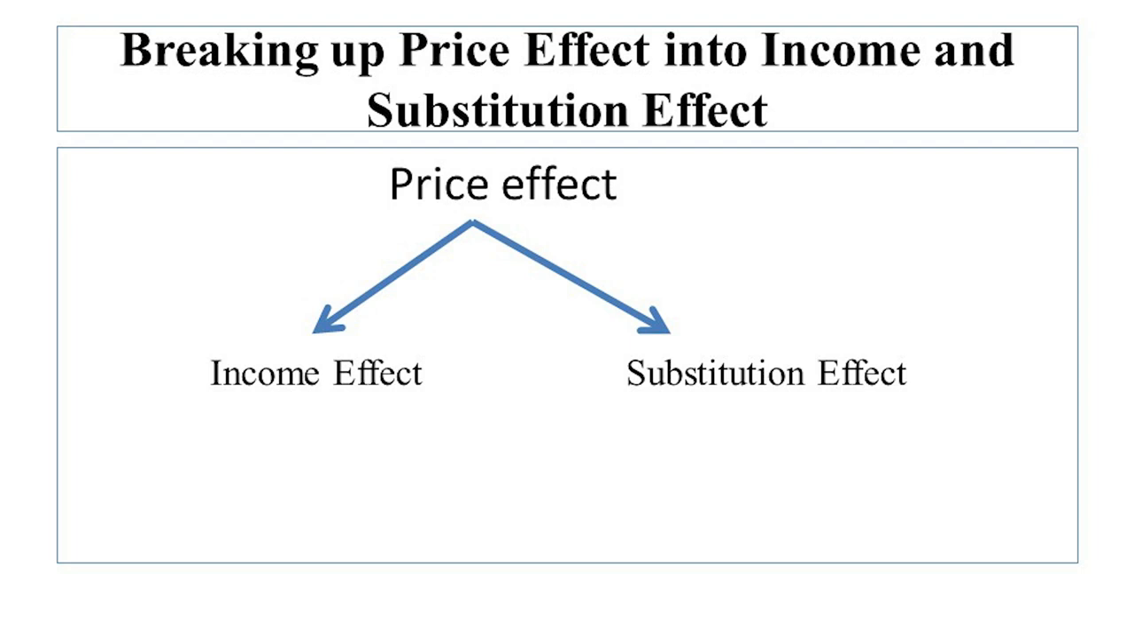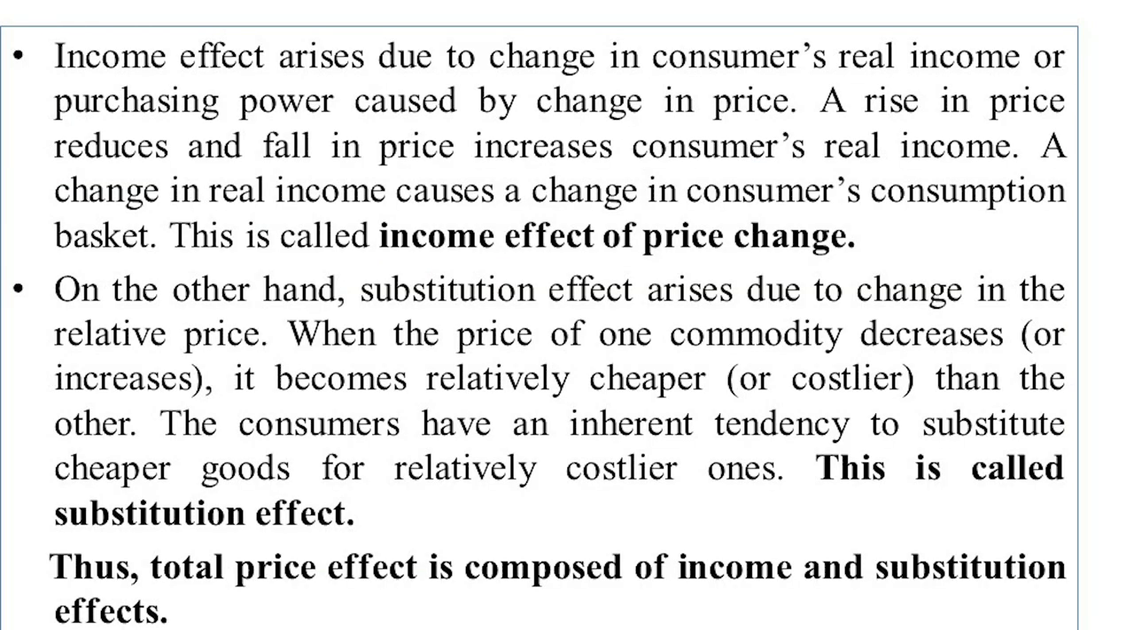As we have noted above, a change in the price of commodity X, other things remaining the same, causes a change in the demand for X. This change in demand is called price effect. The total price effect consists of two direct effects of price changes on the consumer's choice, that is income effect and substitution effect. Income effect arises due to change in the consumer's real income or purchasing power caused by change in price. A rise in price reduces and a fall in price increases the consumer's real income. A change in real income causes a change in the consumer's consumption basket. This is called the income effect of price change.